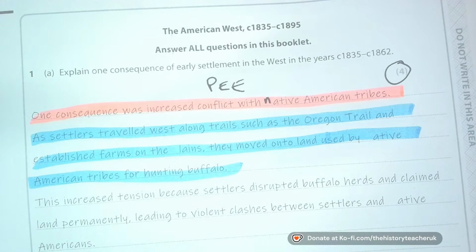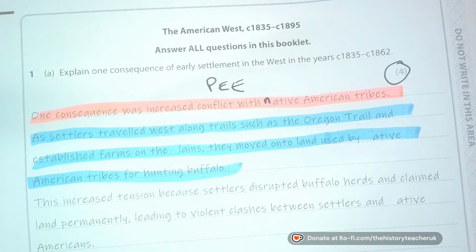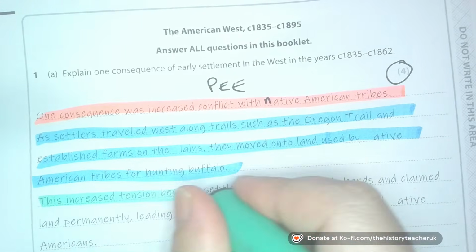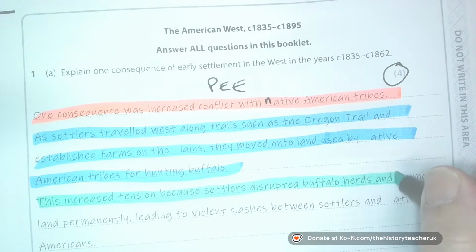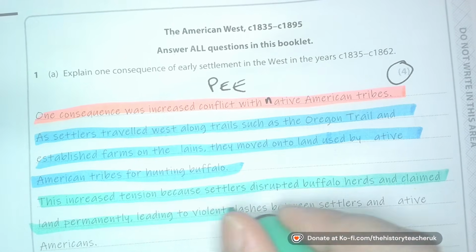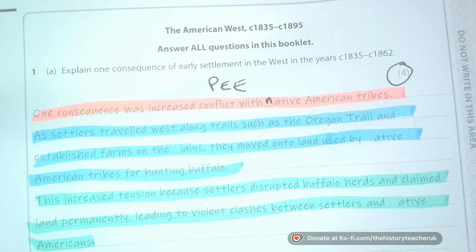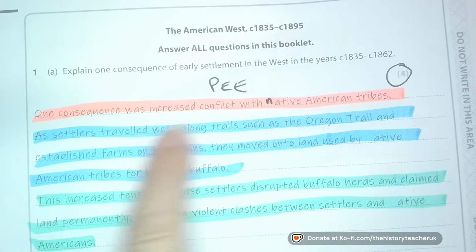So that's what happened. Why does this cause conflict? Well, this causes increased tension because the settlers disrupted buffalo herds and claimed land permanently, leading to violent clashes between settlers and Native Americans. There you go. That's it. Very, very simple. It increases conflict.